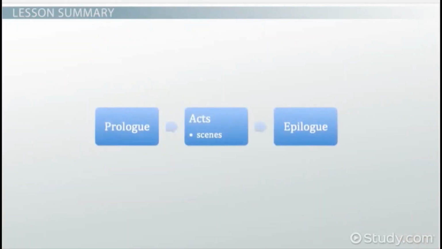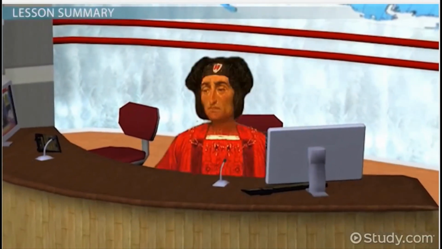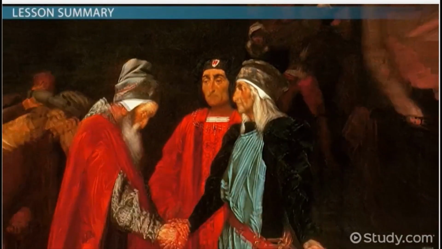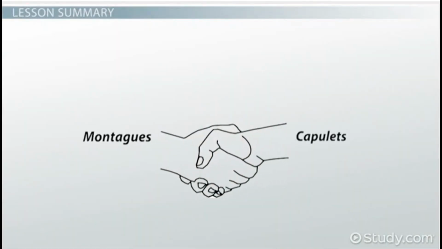Finally, plays can end with an epilogue, which is a speech usually given by a narrator or a minor character that happens after the main problem in the play has been solved. The epilogue serves to wrap up any loose ends from the plot.